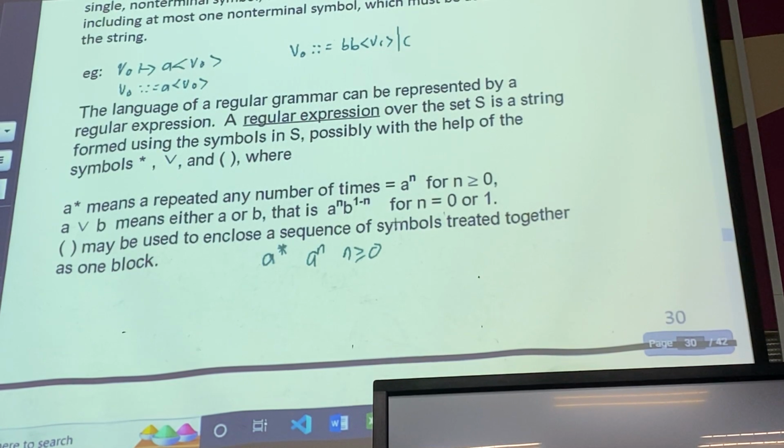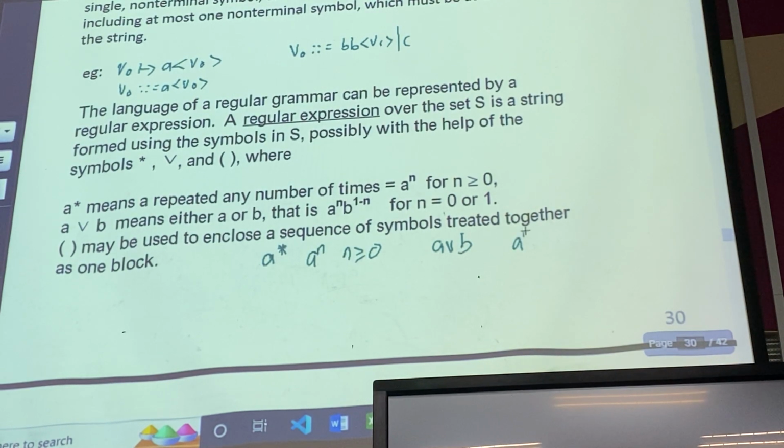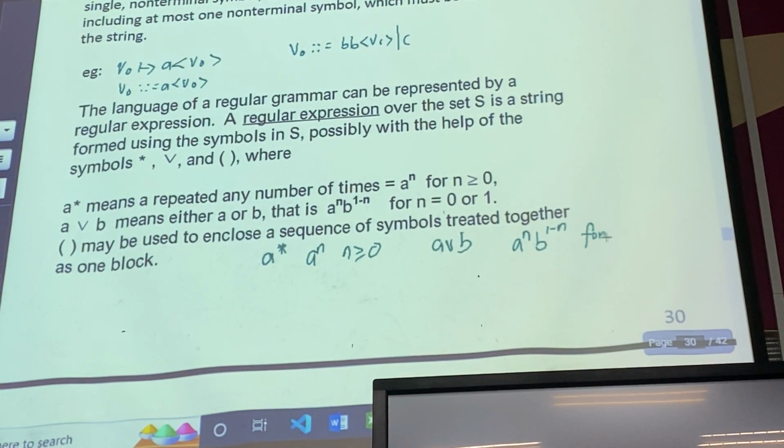And if you want to write A or B, you can actually put it in the form of A power n, B power 1 minus n. This one, the n can be 0 or 1.